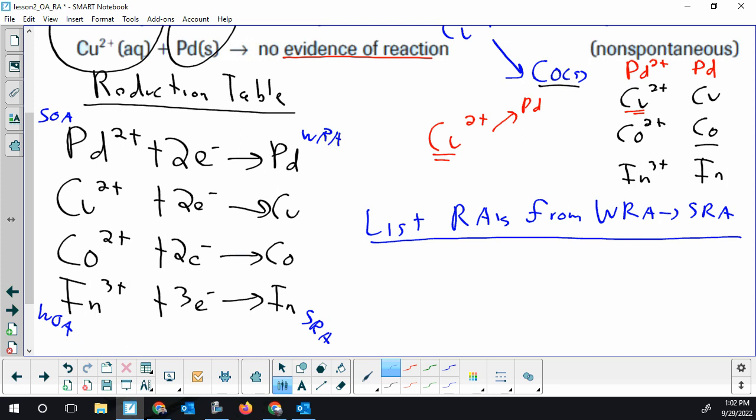Now, what were we asked? List the reducing agents from weakest to strongest. That arrow would be our answer pathway. So that would be palladium. I'm going to leave the states out. Palladium solid, copper solid, cobalt solid, indium solid. And that's building reduction tables.